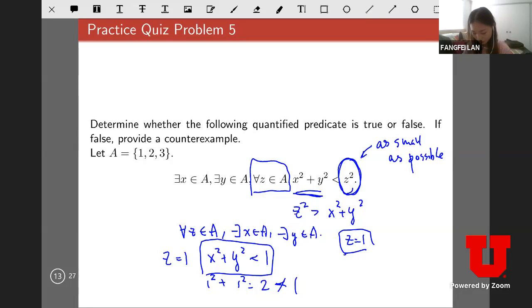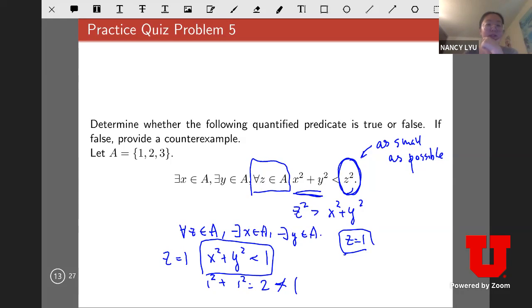If we change the order, I guess the more important thing is the difference between for every and there exists. The textbook chooses z first because it is for every z. If you change that to there exists z belongs to A, they have to choose x first and then y and then z.